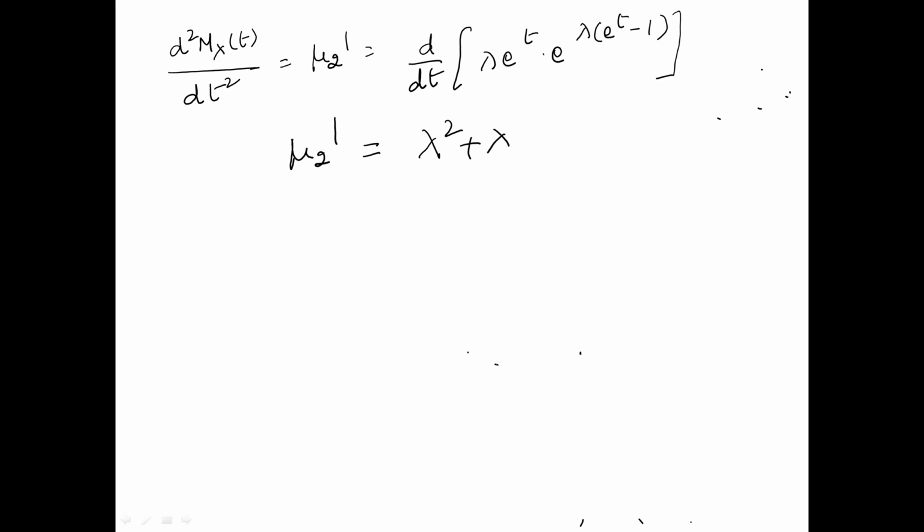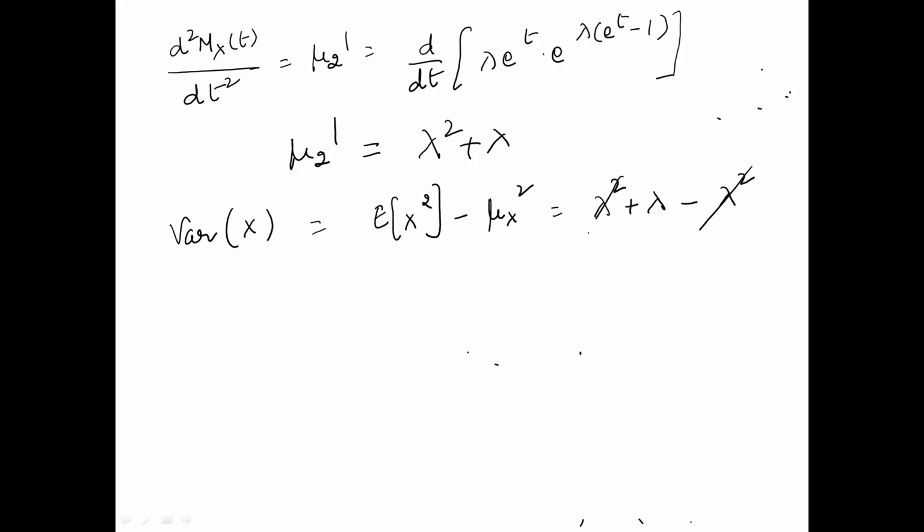Now we've got the value of mean as lambda, and mean square value is lambda square plus lambda. So if you want the variance of x, the Poisson random variable with parameter lambda, it is mean square value minus the square of mean. So this is going to be lambda square plus lambda minus lambda square. So we are left with lambda. That's the value of the variance.